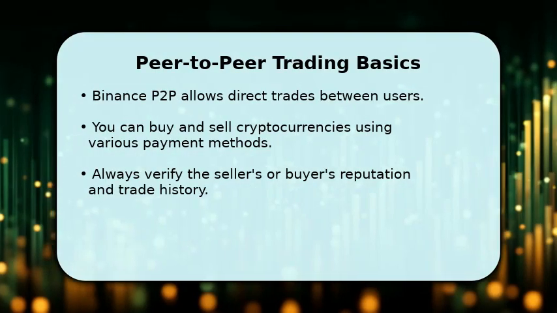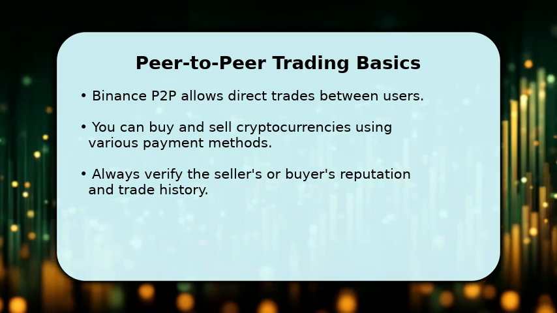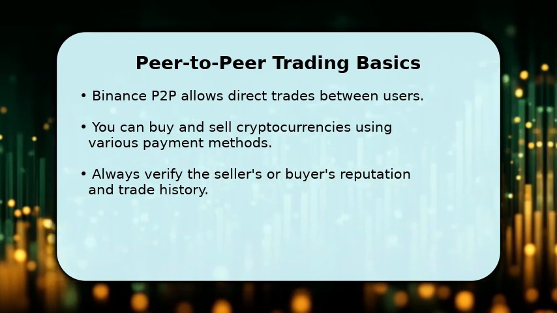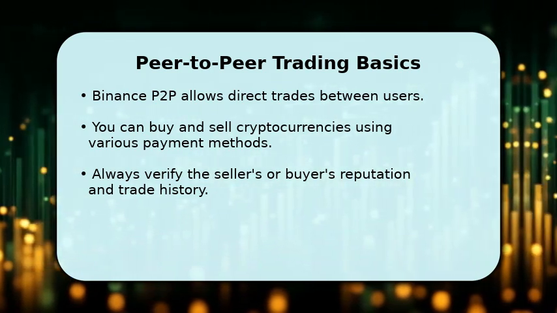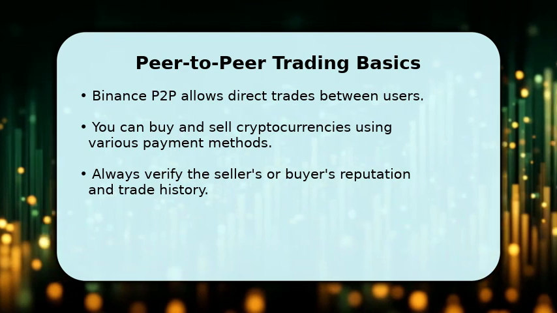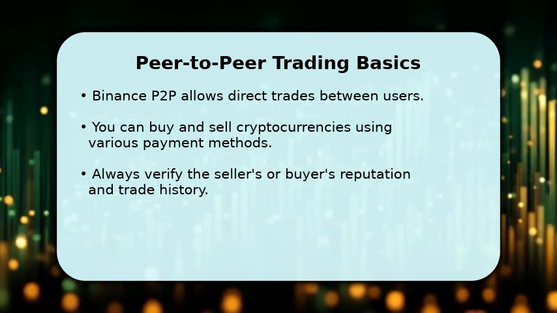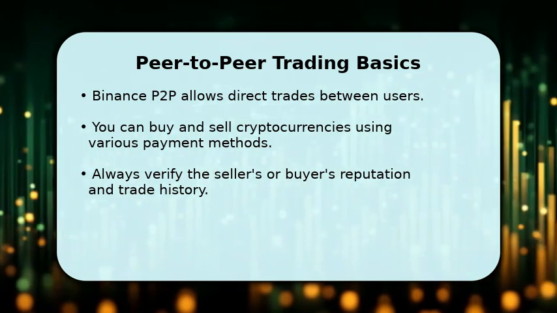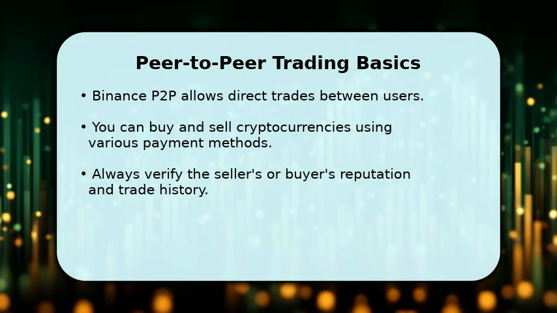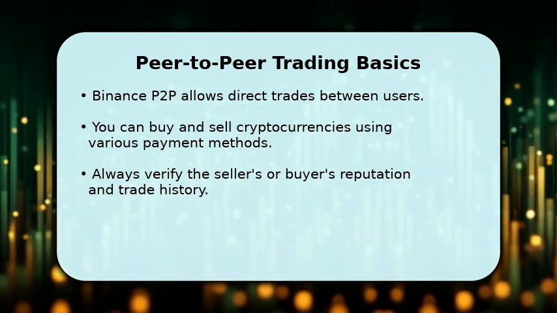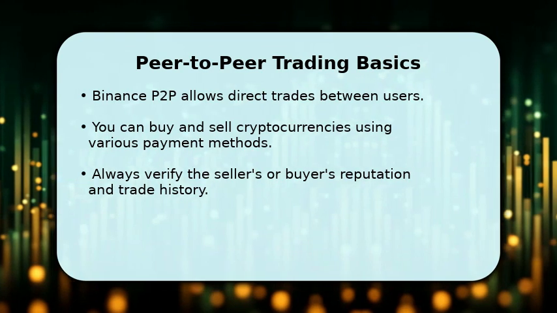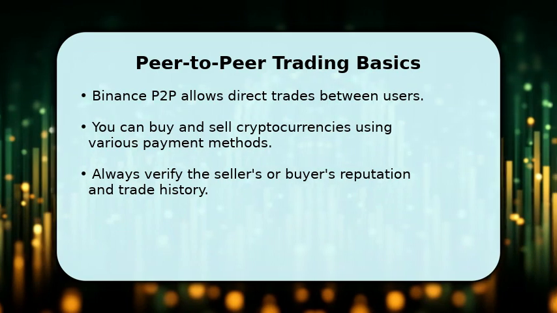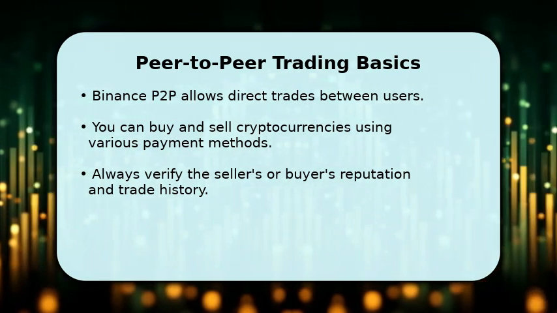The peer-to-peer, or P2P, marketplace is your gateway to trading without full verification. Here, you can directly buy and sell cryptocurrencies with other users, utilizing a wide array of local payment options. It is essential to carefully review the reputation and past trading history of your counterparty before initiating any transaction. Binance acts as an escrow service, holding funds securely until both parties confirm the trade, adding a layer of safety.